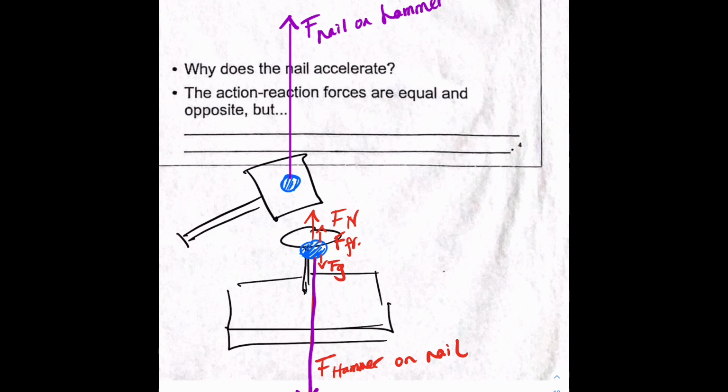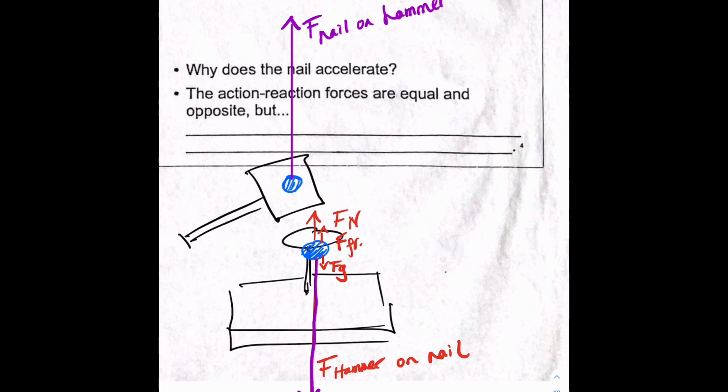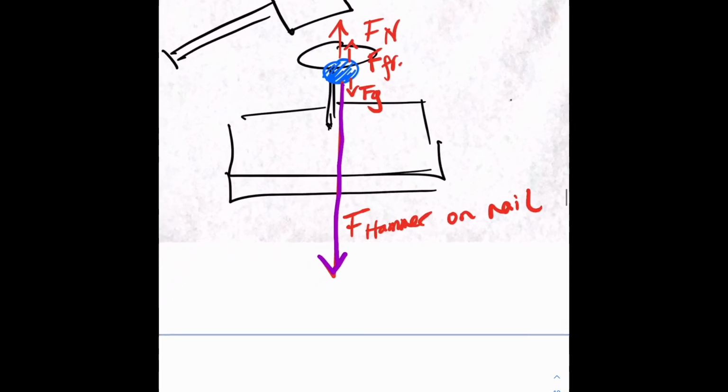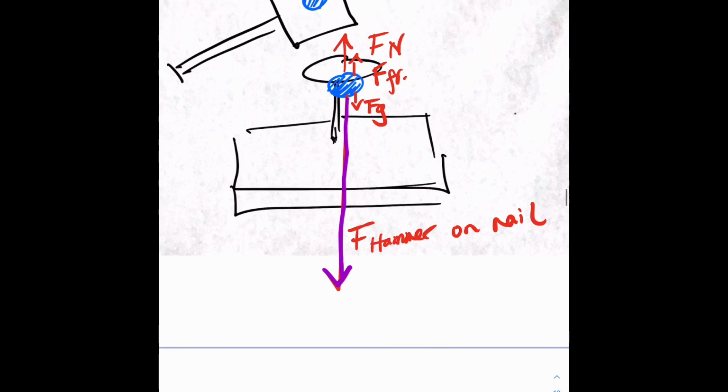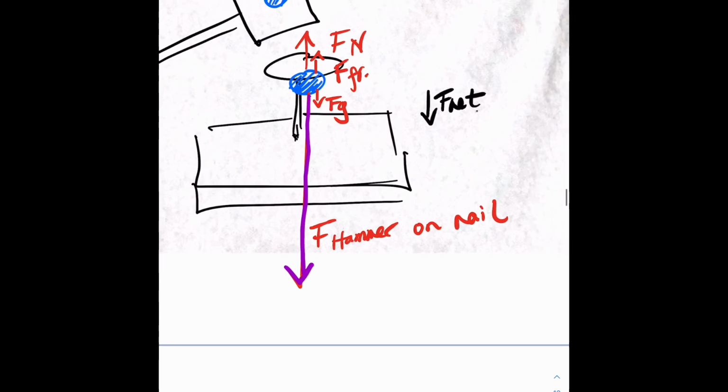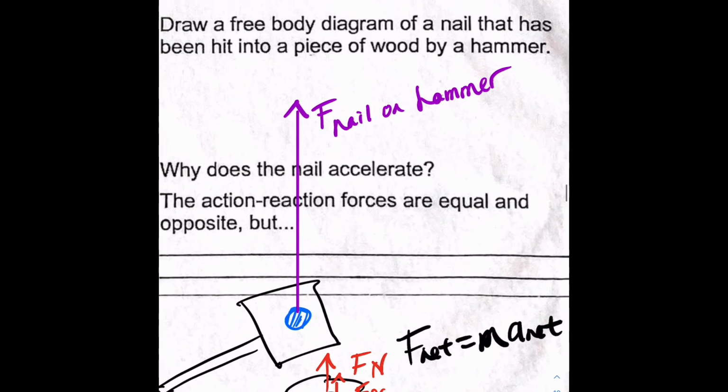All right. So why does the nail accelerate? Well, if we look at the nail and at the forces occurring here, we can see there is a net force directed downwards. And if there's a net force directed downwards, there's got to be a net acceleration directed downwards, right? Because F net equals m, the mass of the nail, times a net. Here you have Newton's second law written with net force and net acceleration.